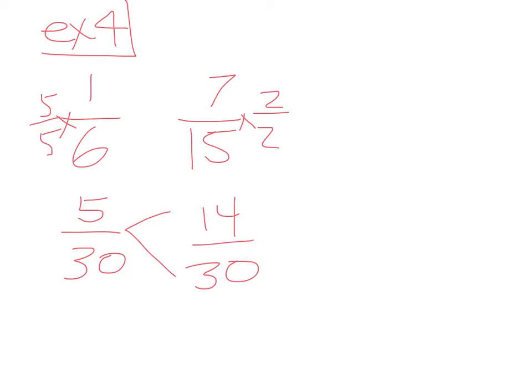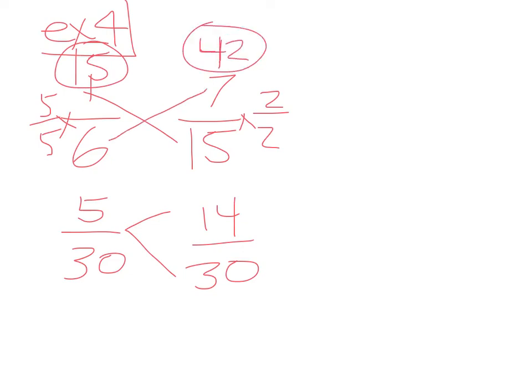Another way you could do this also, though, is cross multiplying. 15 times 1 is 15. 6 times 7 is 42. 42 is bigger. That's another way to show that that fraction is bigger. You can always make fractions into decimals. That is another way to show which fraction is bigger than the other also. So those are a couple ways to determine which is bigger or less. Cross multiply or get common denominators. And then let's take a look at number 5.